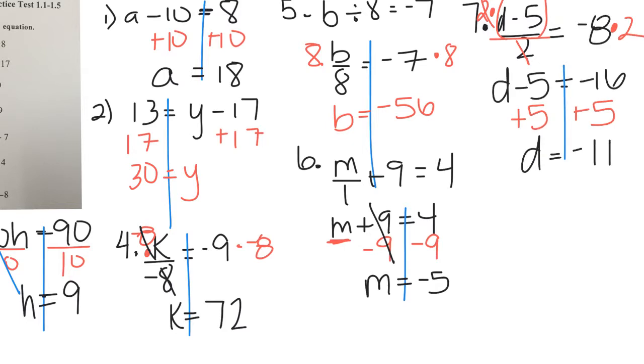Remember our addition and subtraction rules. When the signs are different, you're going to subtract and take the sign of the bigger number. When the signs are the same, you add the numbers and you take the same sign. And those rules are different from multiplication and division.